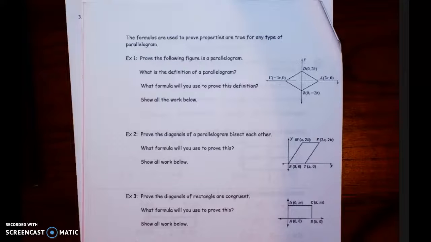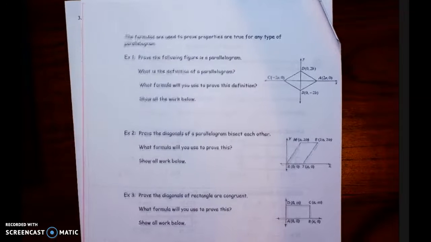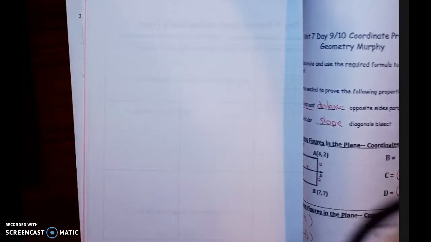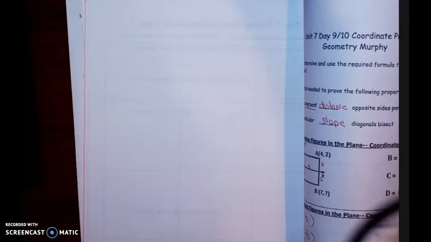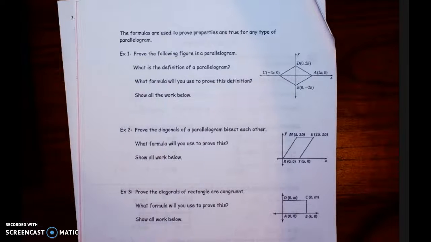Today we're continuing on with coordinate proofs dealing with algebra. I am on the back of the notes that we had done on Monday. So let me just make sure you're with me. There was day 9/10 coordinate proofs. We had done the first part in class. We're taking a look at the back side today.